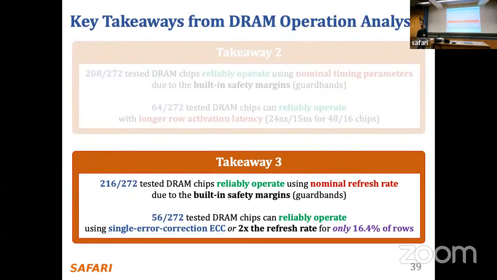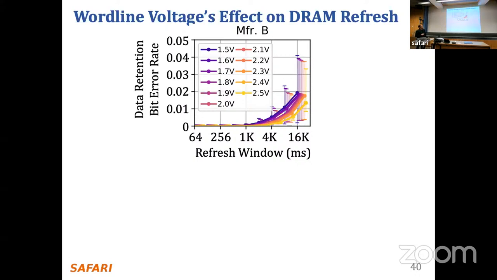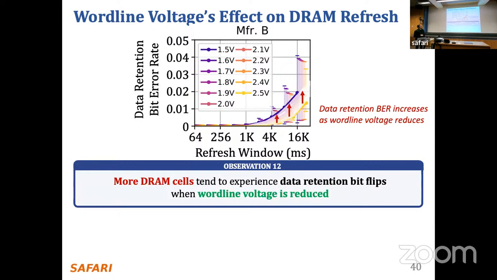And it is the last part of the paper. And the takeaway I already told you, so I'm just skipping that. So here we look at, on the x-axis, instead of voltage, the refresh window. So we initialize rows and then check after some time if they exhibit any retention bit flips. So here we sweep the refresh window from 64 milliseconds to 16 seconds, which is very exaggerated here. And on the y-axis, we look at the data retention bit error rate, and different colors show different voltage levels.